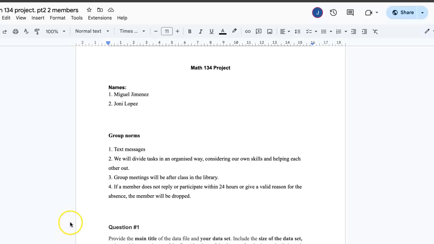Howdy class, my name is Miguel Jimenez, and today I'm going to be presenting my Math 134 project, which is about 250 male heights in inches.